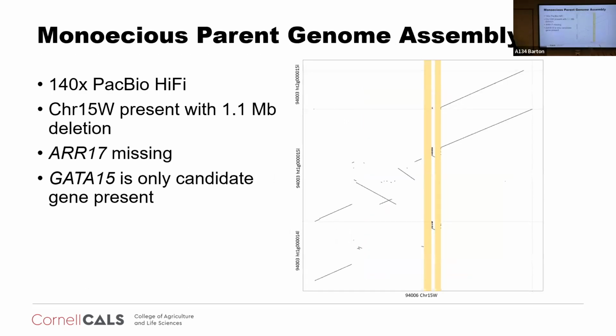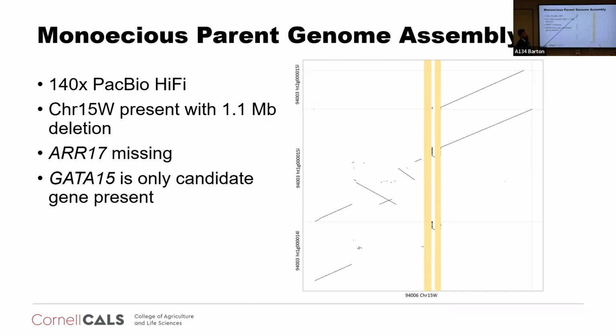And so this is what that monoecious parent genome assembly looks like. So here is a dot plot. This compares alignment between two genomes. So where you see a line or a dot, that's where there is a similar sequence. So on the x-axis, we have our female reference genome, chromosome 15W. And then on the y-axis, we have our contigs from our PacBio assembly of our monoecious parent. So in the middle here, this track is actually our chromosome 15W. It was assembled into a single contig, which is quite nice.